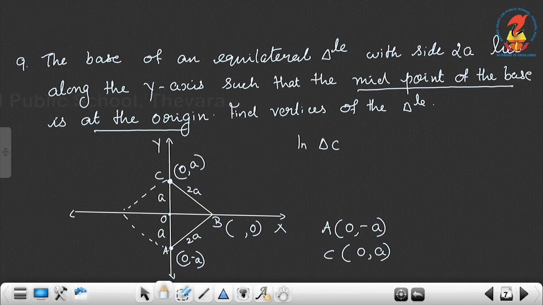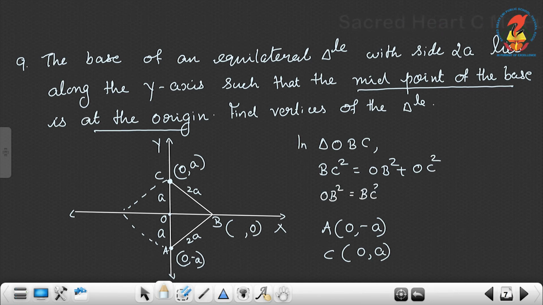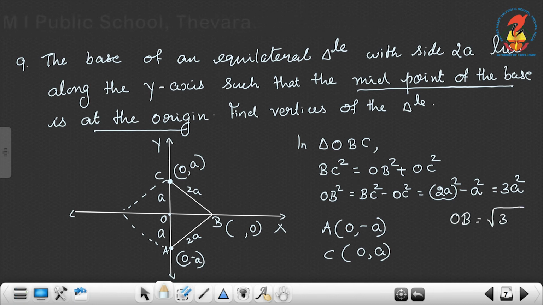In triangle OBC, OBC is a right angle triangle. So BC square is equal to OB square plus OC square. Or what is OB square? BC square, BC is the hypotenuse, minus OC square. BC is 2a, so 2a square minus OC, which is a, square. 4a square minus a square is 3a square. So what is OB? Root 3a square.